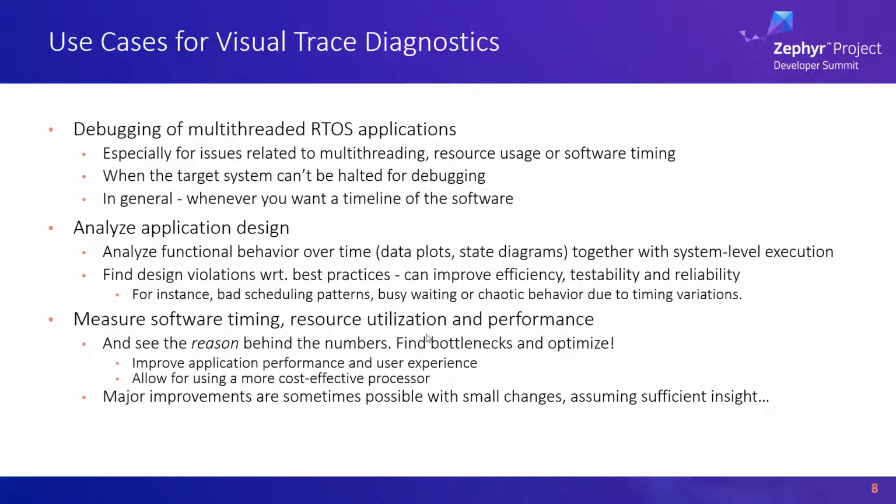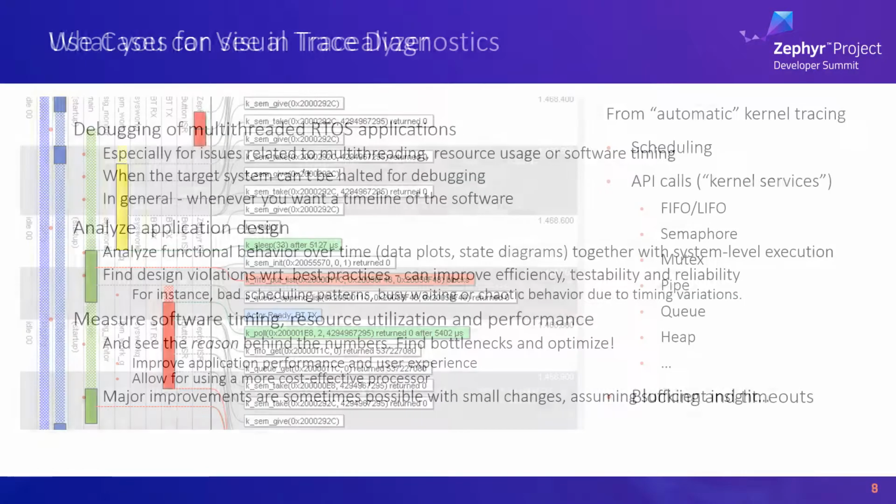And in general, software optimizations like this can often be quite small changes. If you have the sufficient insight, you can gain major improvements by making the right change, and it could be just a single line of code, like changing a scheduling priority or something like that. But the important thing is that you need to know how the system is really behaving in runtime and why. And if you can see that, then it's easy to improve.